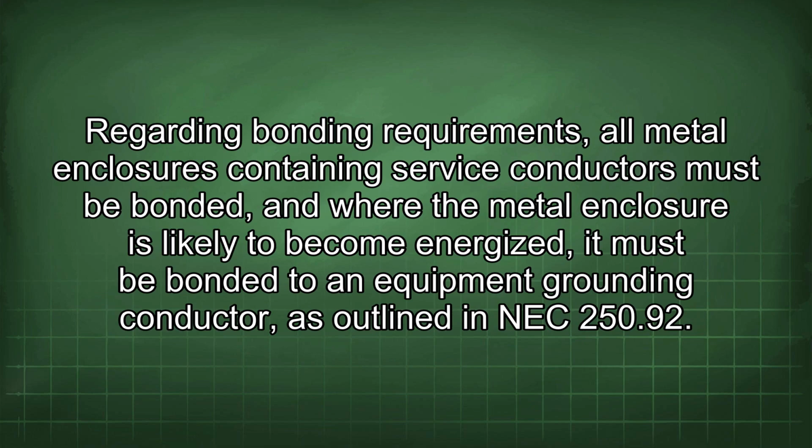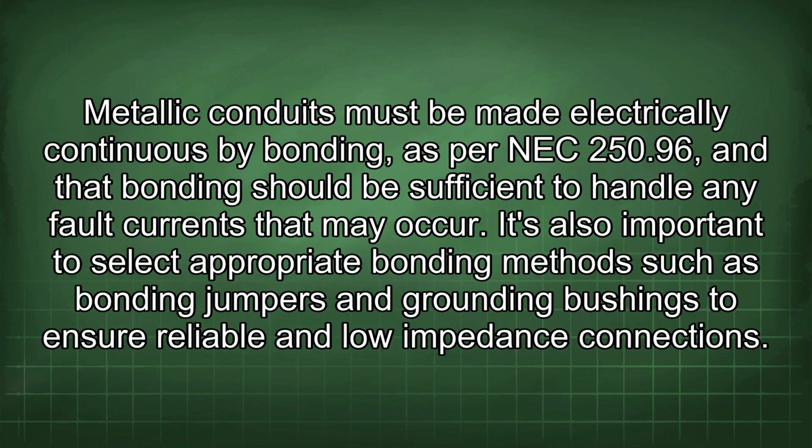Regarding bonding requirements, all metal enclosures containing service conductors must be bonded, and where the metal enclosure is likely to become energized, it must be bonded to an equipment grounding conductor as outlined in NEC 250.92. Metallic conduits must be made electrically continuous by bonding, as per NEC 250.96, and that bonding should be sufficient to handle any fault currents that may occur.